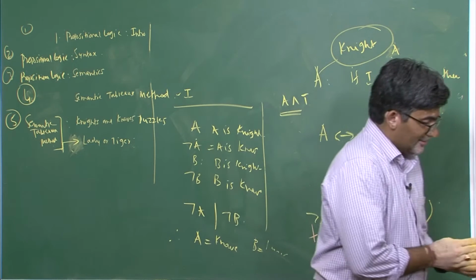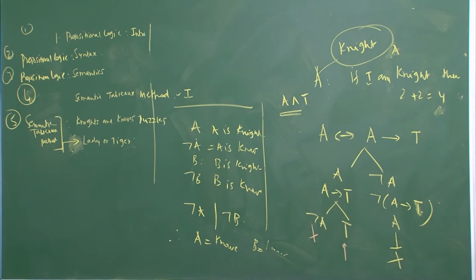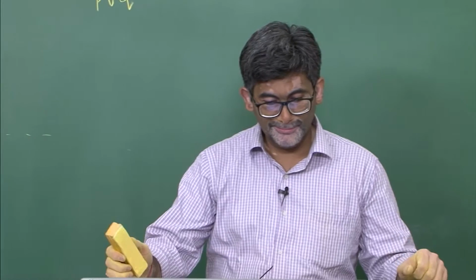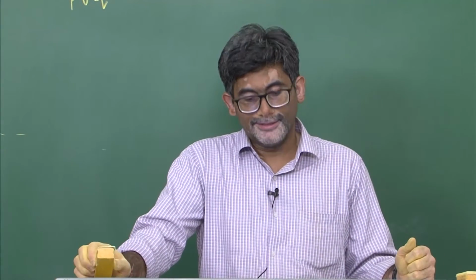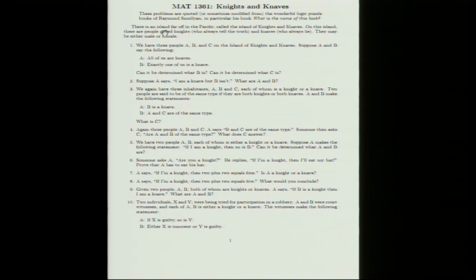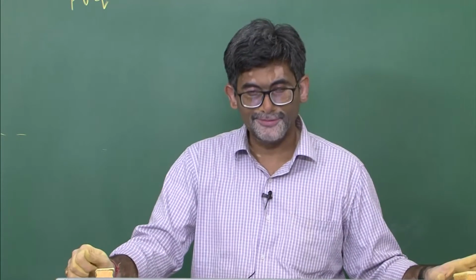So, like this we solve these puzzles. Now, let us enter into the 10th problem, which is a little bit interesting. There are two individuals X and Y who are being tried for participation in a robbery. They are considered to be the witnesses. Whether they are guilty or innocent, we do not know.